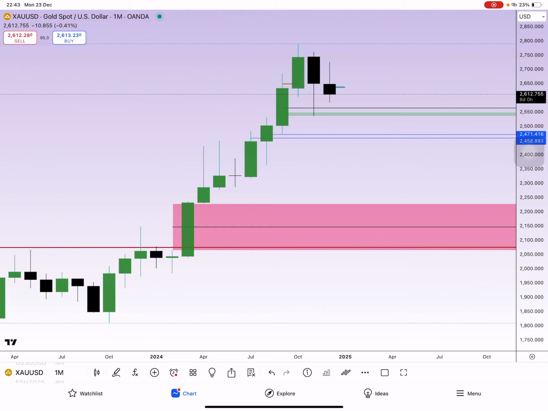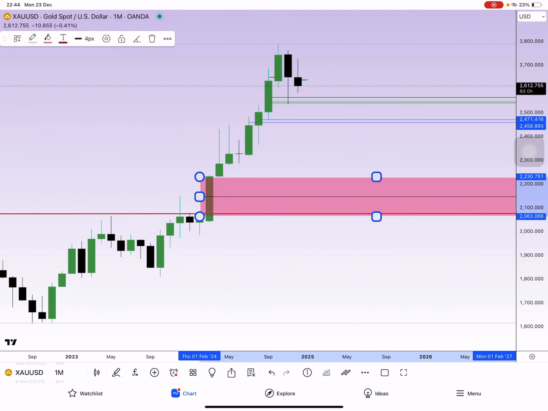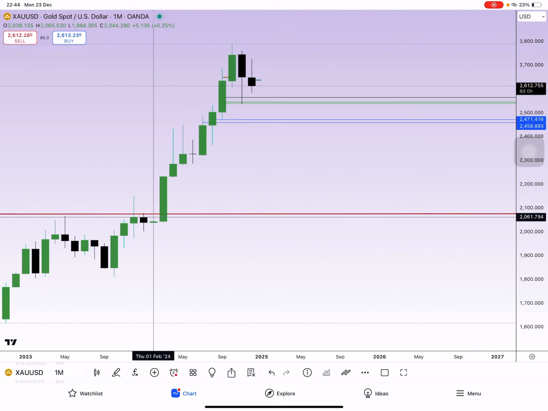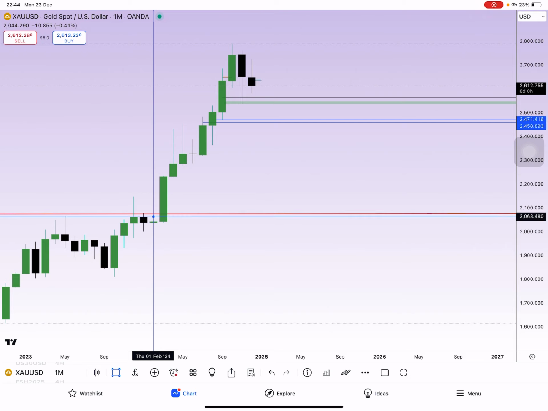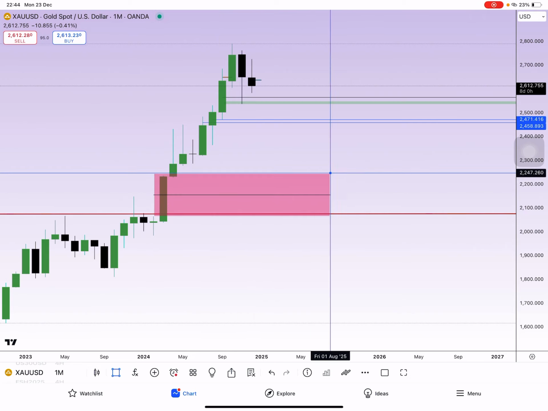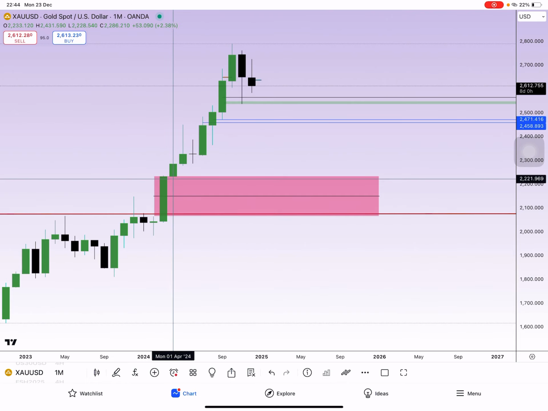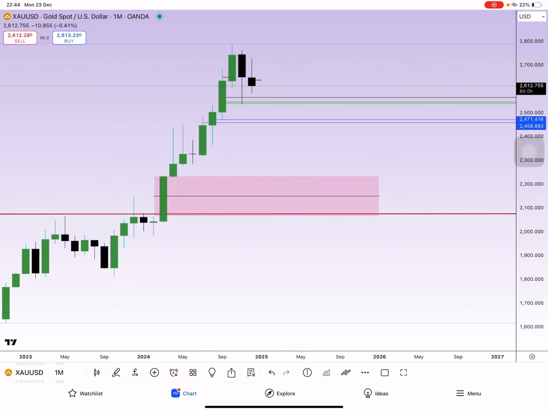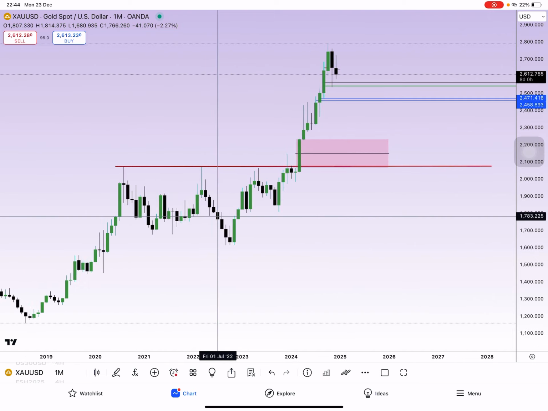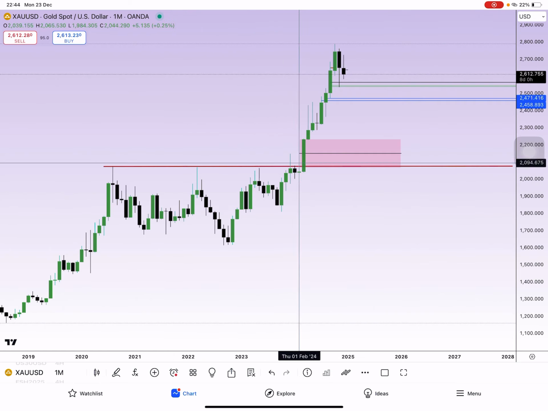So we have got this monthly fair value gap in here. Let me show you this one, from the top of this candle to the bottom of this candle. Yeah, the top of this candle and the bottom of this candle. So I'm going to decrease this. It's a bit far from the current price, but this is a really important thing I see on the gold chart for the upcoming dealing range.